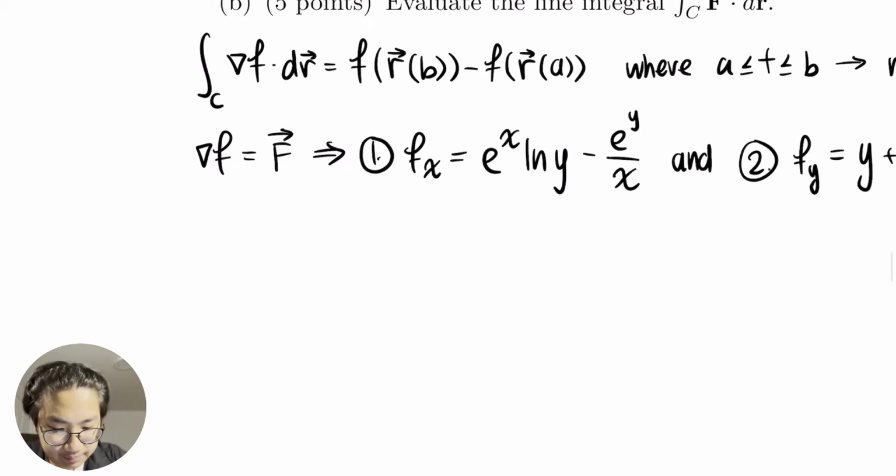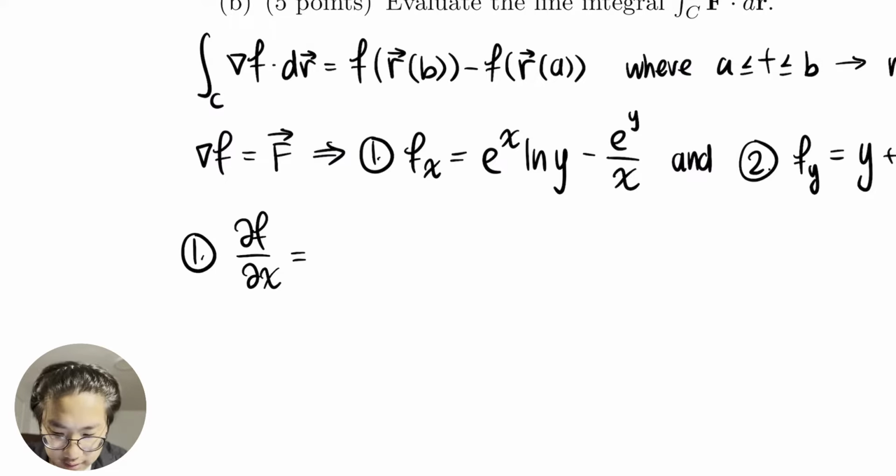So let's do that. I'm going to write f sub x in terms of the partial notation, just so it's a little easier to digest. So we have partial f, partial x, and we know this is equal to this right over here: e to the x ln y minus e to the y over x.